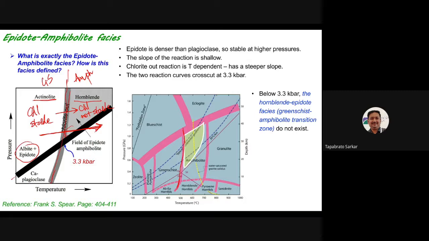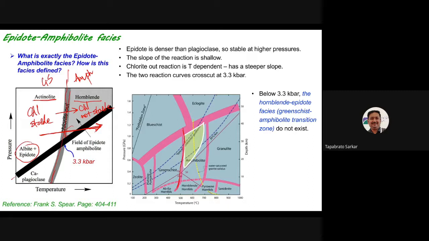Sir, the line in the left part, the chloride out, and on the right part which you circled in red, are these both the same or are there some differences? The left part diagram is just the zoom out of the right part. Yes. It's basically the same thing, showing only that part.